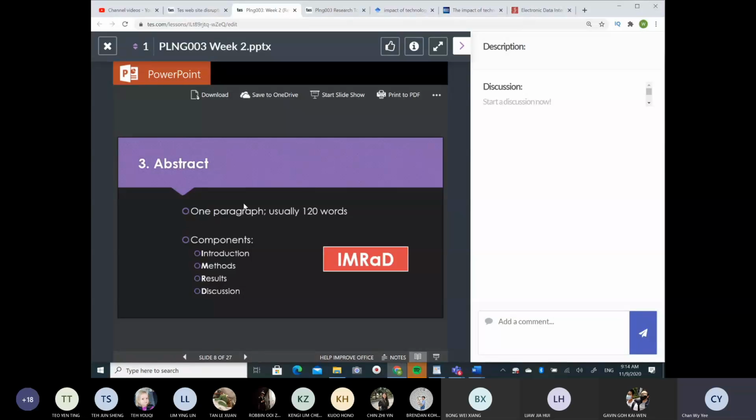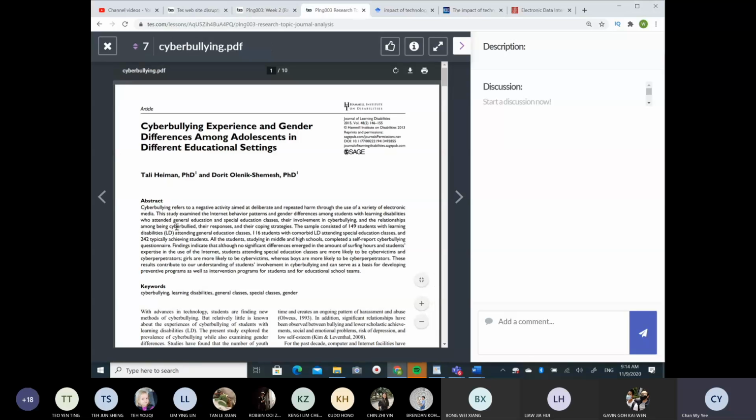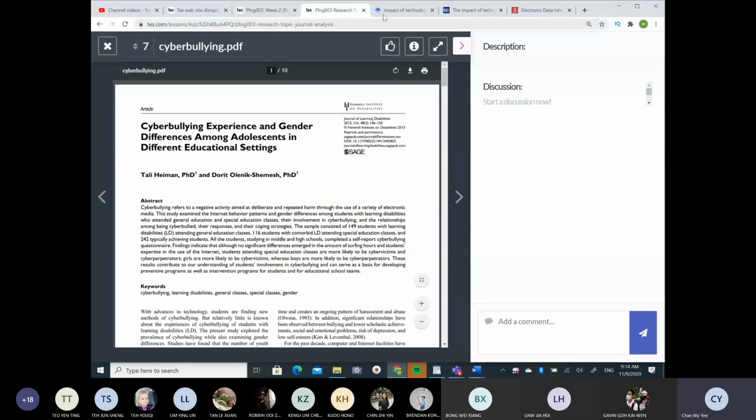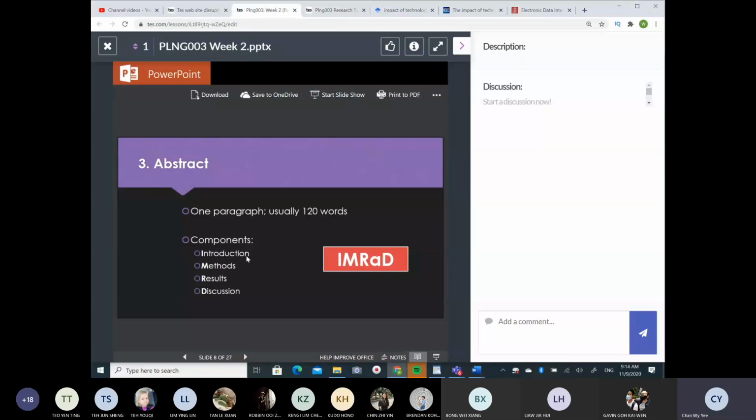Okay, it is usually in one paragraph and 120 words only. Can you see this is the abstract? It is in one paragraph and it is normally 120 words. But of course, there's no limitation, it can be more than that or a bit less than that. Okay, and what are the components in the abstract? If you have read this abstract, you will know that it has an introduction, the methods used, the results, and the discussion. Okay, so it's IMRAD.